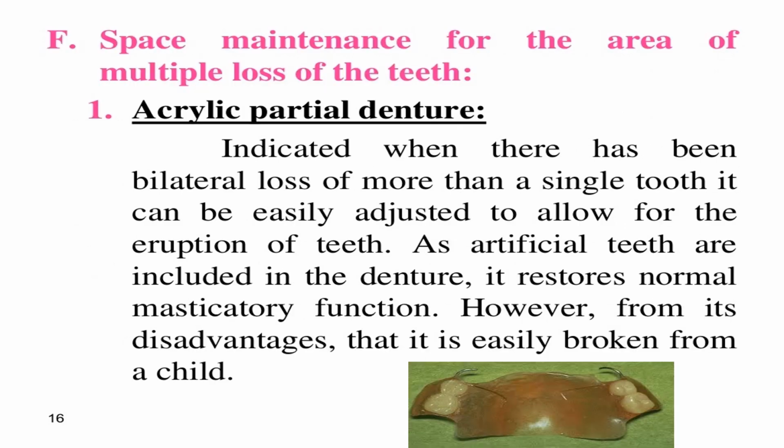F. Space maintenance for the area of multiple loss of the teeth. 1. Acrylic partial denture, indicated when there has been bilateral loss of more than a single tooth. It can be easily adjusted to allow for the eruption of teeth. As artificial teeth are included in the denture, it restores normal masticatory function. However, among its disadvantages is that it is easily broken by a child.